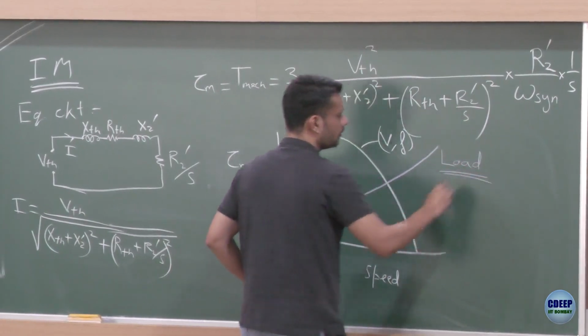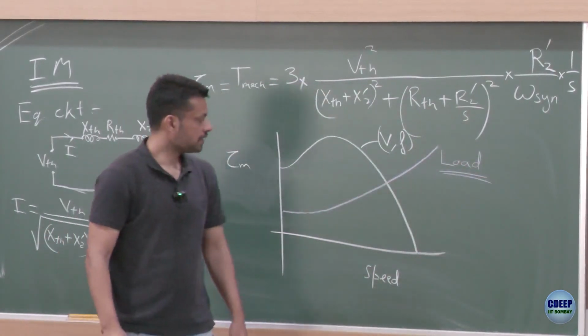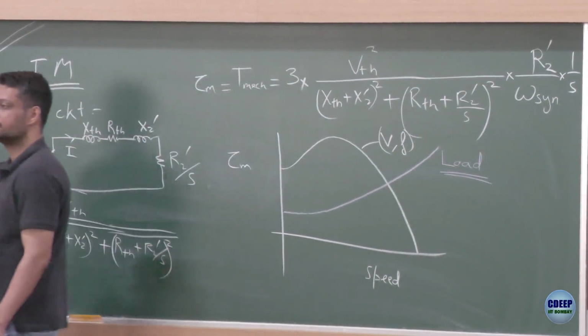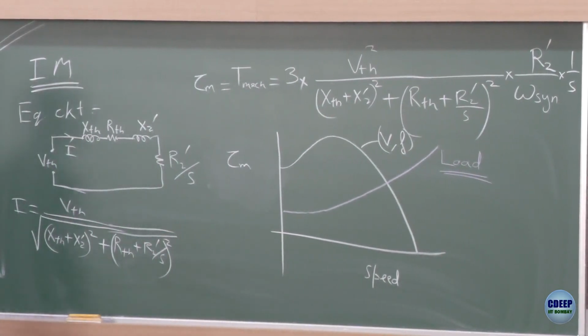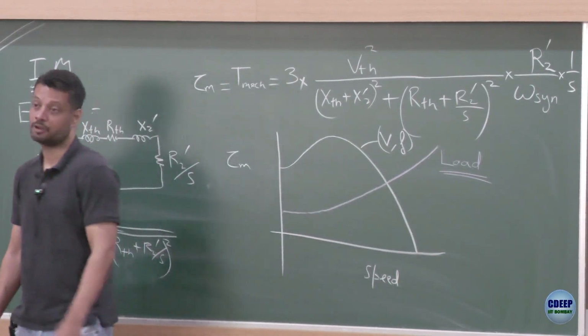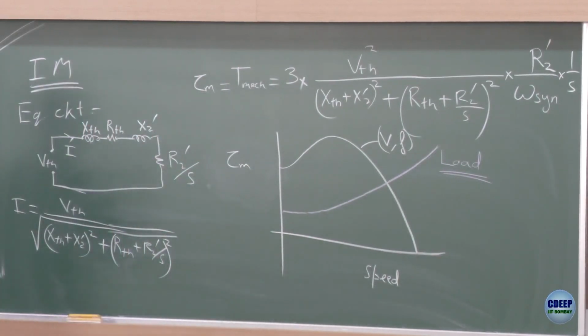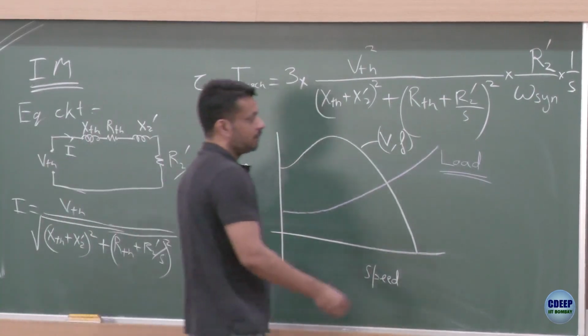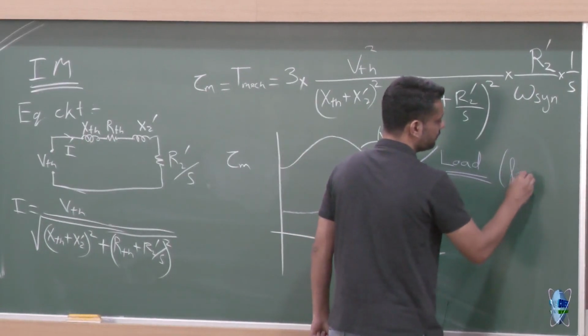Assume this is your load. What kind of load does this look like? What could this be? Can this be a fan? This is because it appears that torque is proportional to the square or maybe cube of speed. So it could be a fan type of load or a pump type of load. Let's say it's a fan.